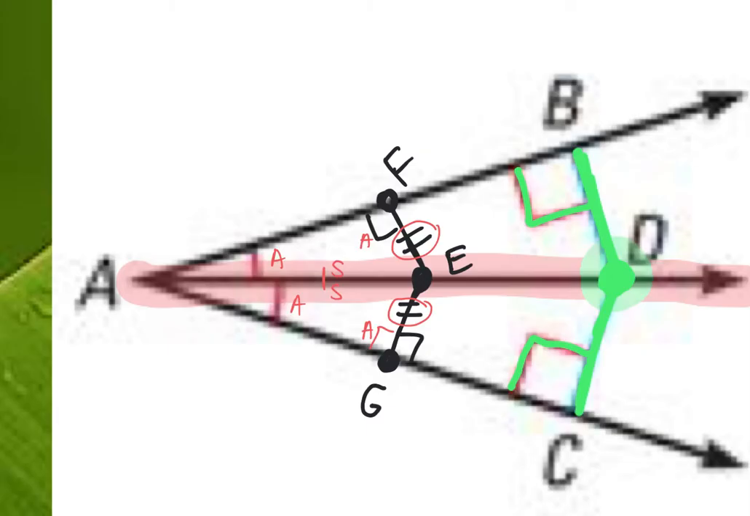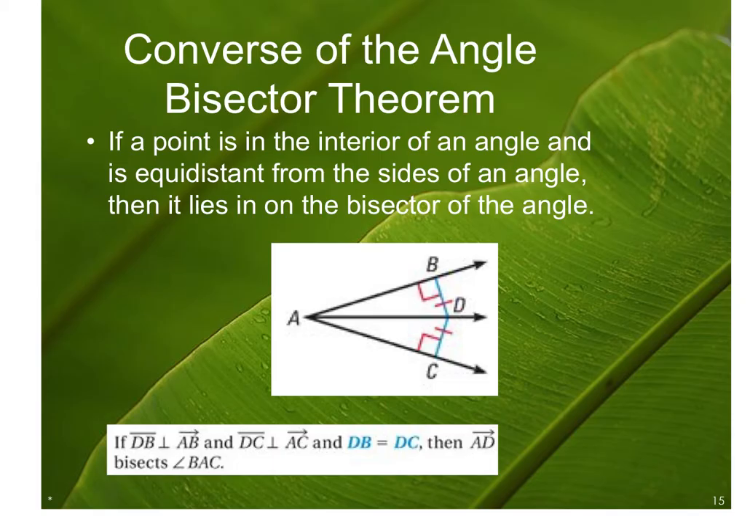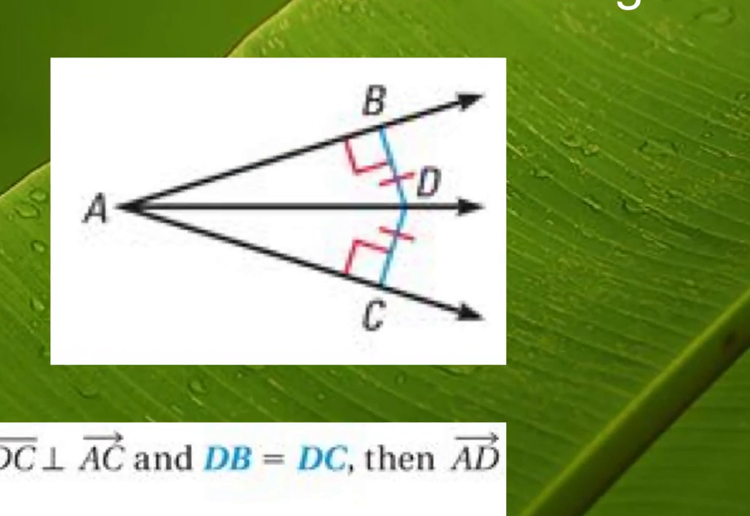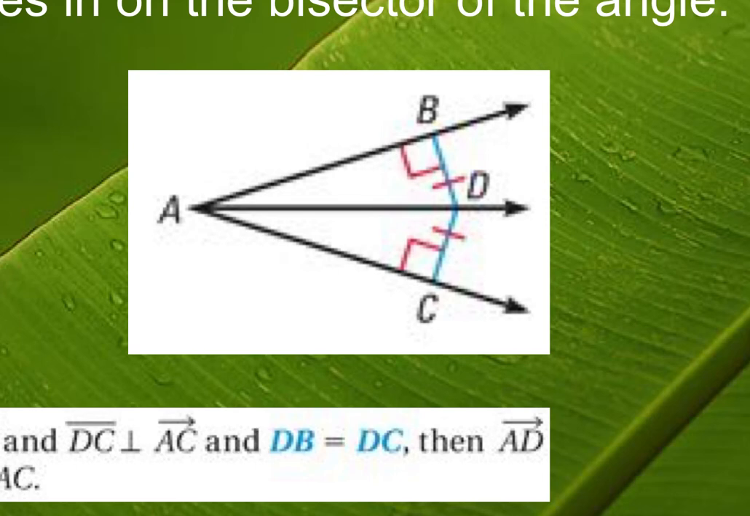Okay, so we can prove that those two triangles are congruent by angle, angle, side, which forms the angle bisector theorem. The converse of the angle bisector theorem: if a point is on the interior of an angle and it's the same distance from the sides of the angle, then it must lie on the bisector of the angle, okay? So, we don't know that AD is the bisector, okay?